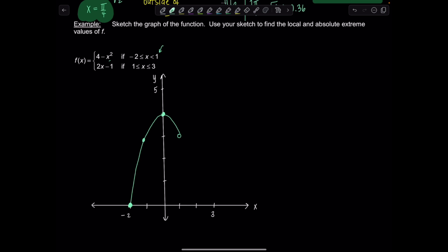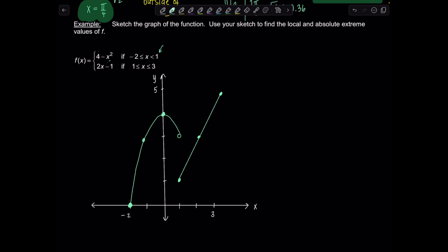Okay. Then the next part, hopefully this is relaxing. It's just a sweet little line. See how this inequality is inclusive? So I'll have a closed circle at 1, when I plug in 1 for x. 2 times 1 minus 1 is 1. So we've got 1, 1. Then 2, that's 4 minus 1, that's 3. Okay, and then 3, 5. Boom. And it stops there, so don't put an arrow. Perfect. Wow, look at us.